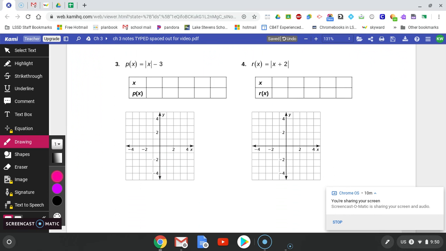So start by finding your vertex. I set what's inside the absolute value equal to 0, which would be 0. And then -3 would be my y coordinate. I'll still pick 2 numbers bigger and 2 numbers smaller. And then I'm going to plug each of those numbers in.